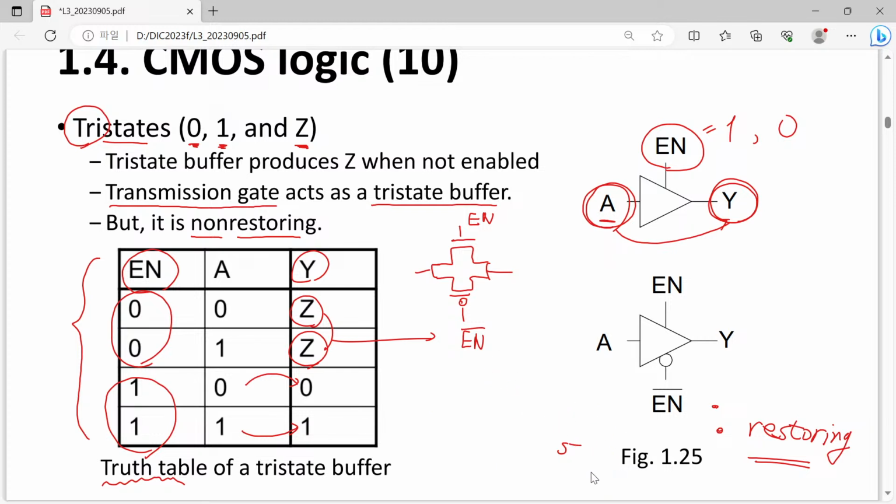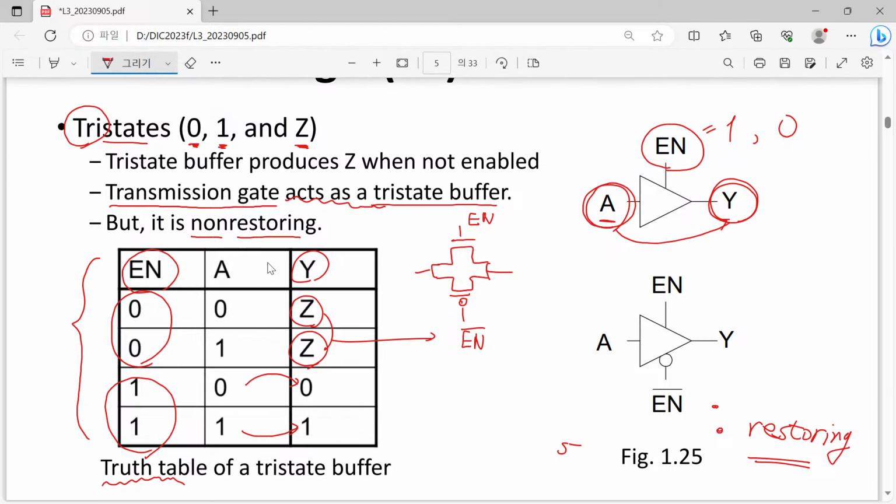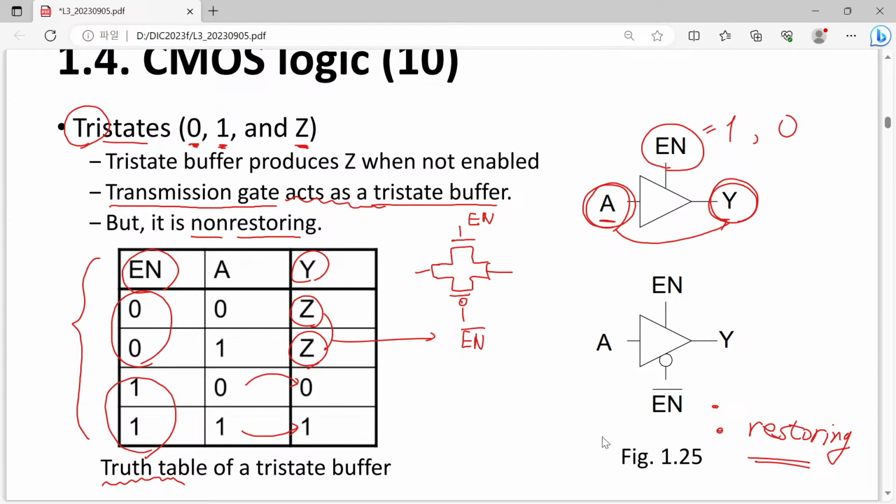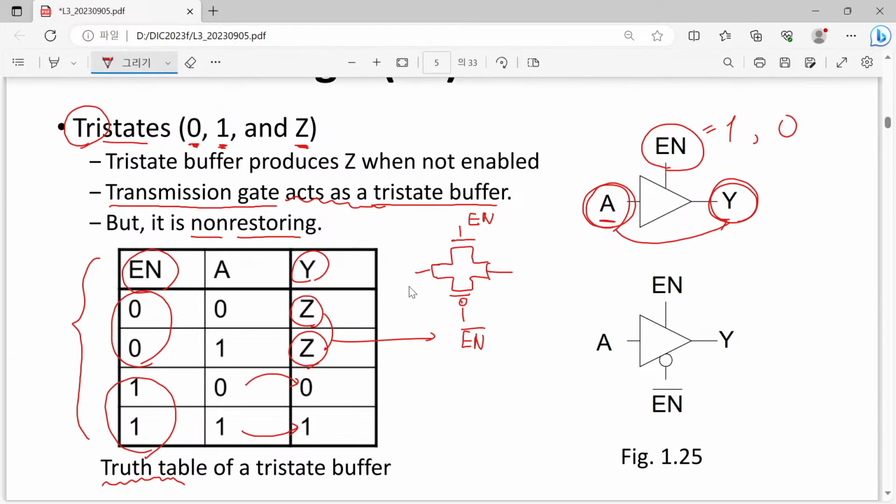So the transmission gate can act as a tri-state buffer, but unfortunately it is non-restoring. What does it mean? Let me consider it once again. If we have, for example, 0.0 volt, logical 0, then it is certain that we have 0.0 volt. Good. But the point is, when we have 0.1 volt, a weak logical 0, what will happen to this system?